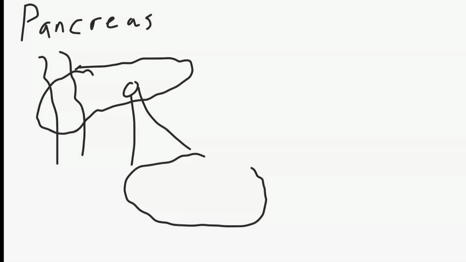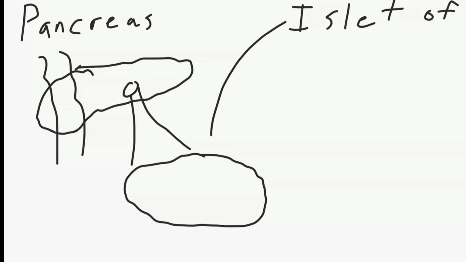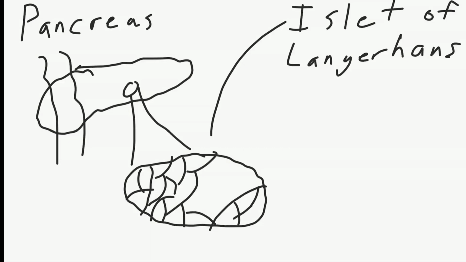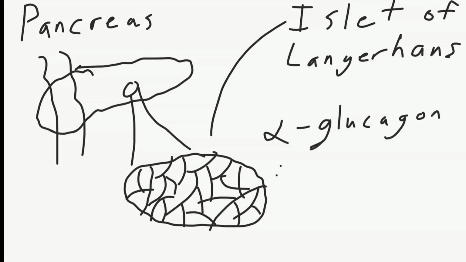And so if you zoom in on the pancreas, you'll see these little areas called islets of Langerhans. These are important because they contain a couple of cells that are extremely important in type 1 diabetes. The two that I want to focus on that are found within the islet of Langerhans are alpha cells and beta cells. Alpha cells release a hormone called glucagon, and beta cells release a hormone called insulin.